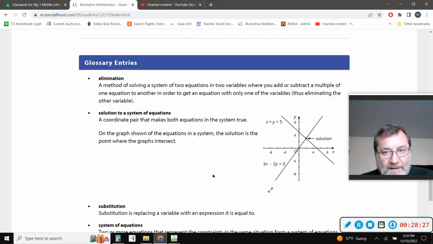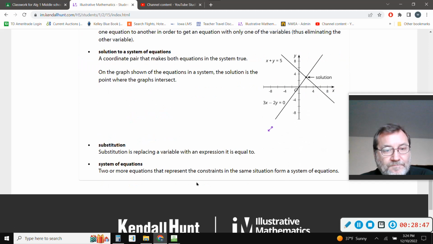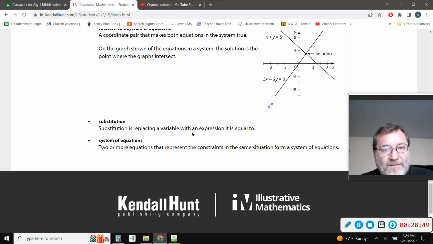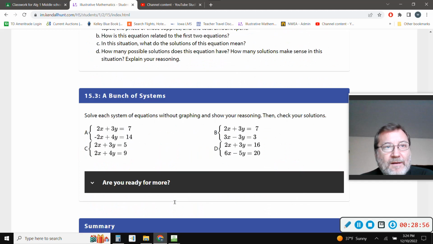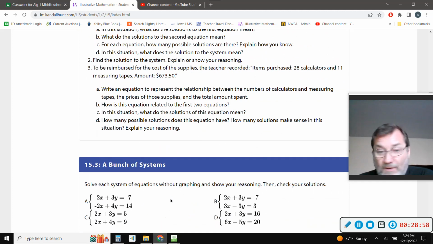Remember, elimination is a method of solving two equations with two variables where you add or subtract a multiple of one equation to another in order to get an equation with one variable, thus eliminating. The solution again is where those two equations intersect. And substitution is replacing a variable with an expression that's equal to it. So that's pretty straightforward as to what we did there. Next I'll be going on to the practice problems. Thank you.